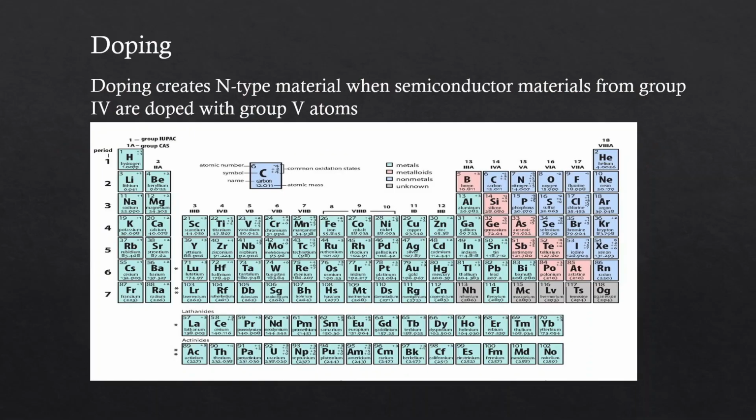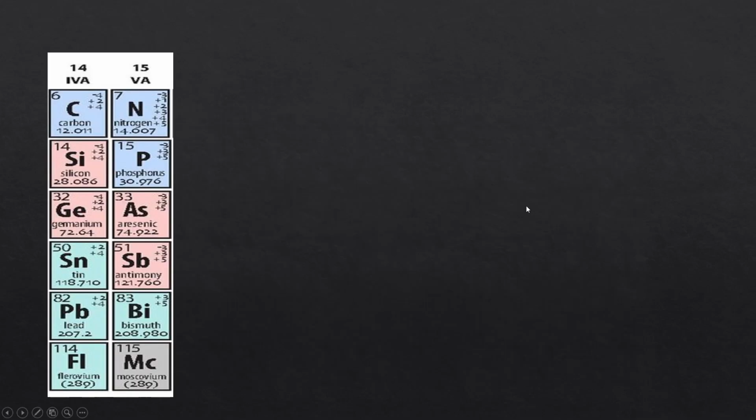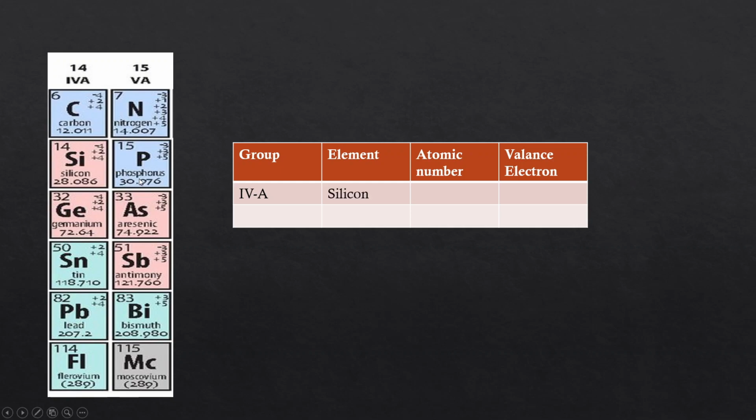Let's suppose we are going to make an n-type material. We have to pick an element from group 4A. Let's suppose we pick silicon. If we are going to make it n-type material, we have to pick some element from the 5th group. Let's suppose we pick phosphorus. Silicon from 4A and phosphorus.